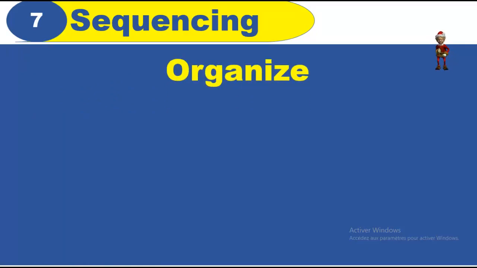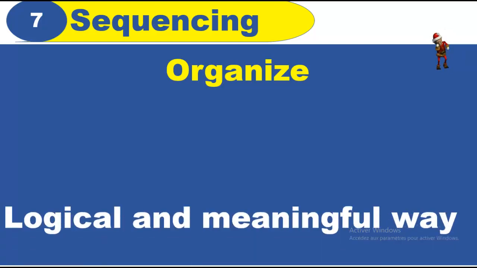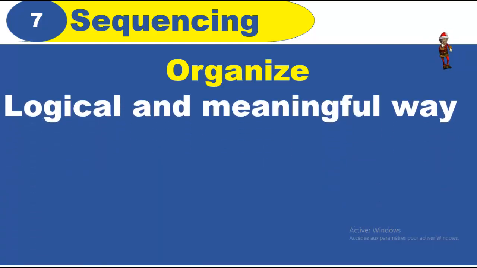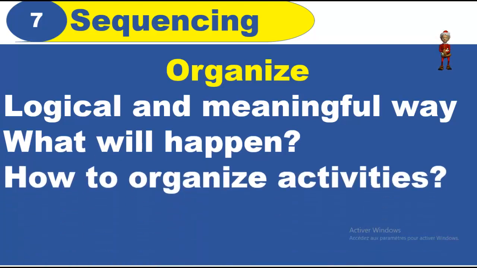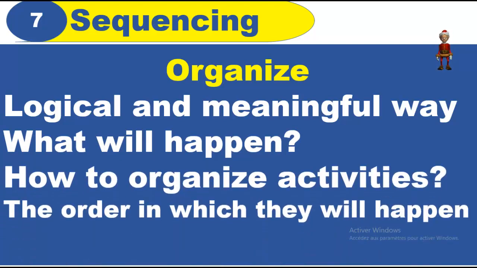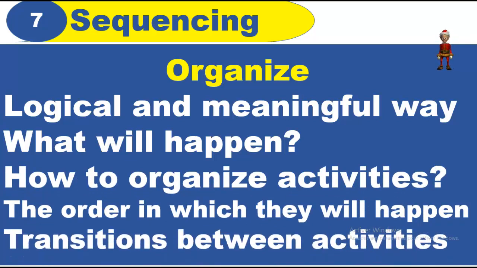Number 7, sequencing. What is sequencing? Sequencing is organizing your course, organizing your lesson. What will come first? What will come next? So the logical and meaningful way of organizing your class, your lesson. What will happen first? How to organize activities, the order in which they will happen, and the transitions between activities. So these are very important in a lesson plan.